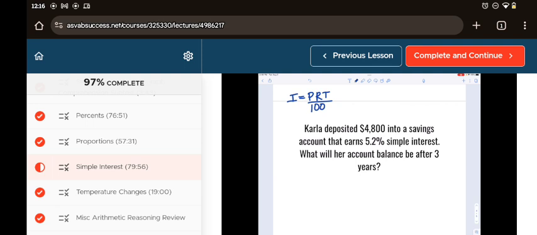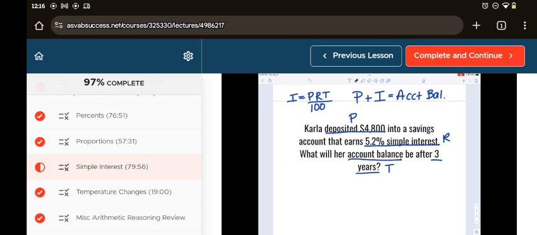Account balance means whatever we deposited, or what Kate deposited all that time ago, plus however much interest she earned. This is equal to account balance. Okay, so we already know the principal. What we need to find here to find the account balance is the interest earned. So let's identify stuff. Deposited $4,800, that's our principal. Okay, and a savings account that earns 5.2% simple interest, that's the rate. We're looking for the account balance, but first we have to find the interest earned, and this is after 3 years, which is the time.